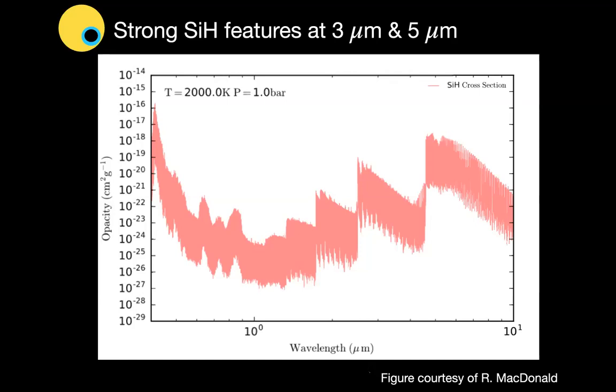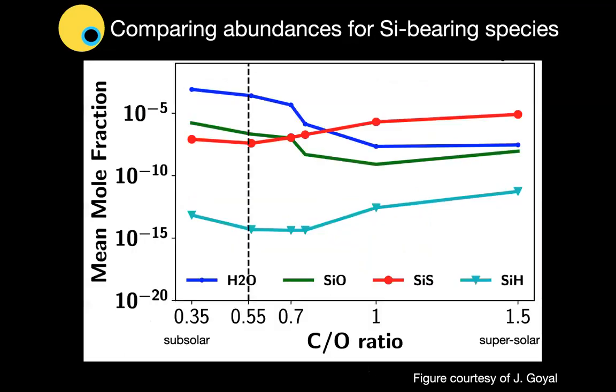But in any case, we did want to double check and make sure that we aren't mistaking one of these species for SiH. And so we took a look at some ATMO forward models for WASP-62b at solar metallicity, and we in particular looked at the abundances of water, SiO, SiS, and SiH for a range of C to O ratios from subsolar to supersolar. And so the vertical dashed line here denotes roughly solar C to O.